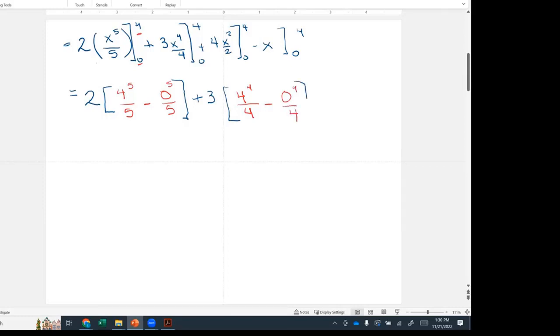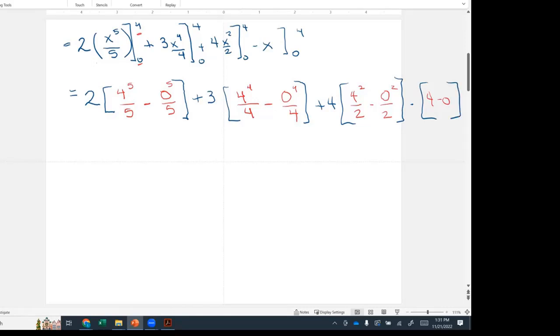And obviously you don't need these zeros. You don't have to put them in. I'm putting them in just to show you what's happening. And then I have 4 times 4 squared over 2 minus 0 squared over 2. And minus, and I just plug in the 4. I have 4 minus 0.